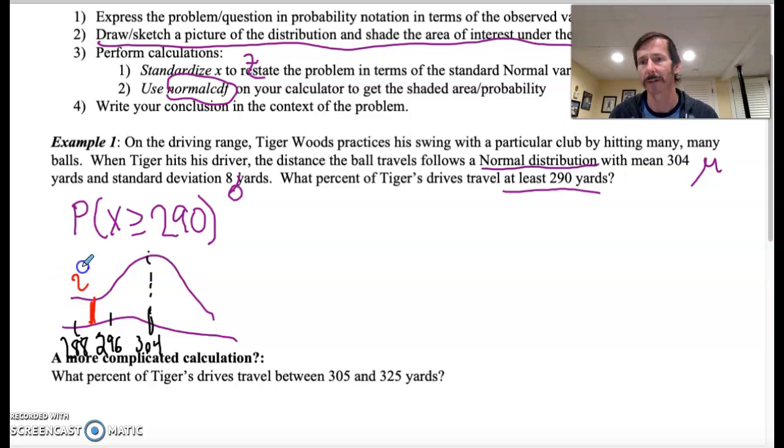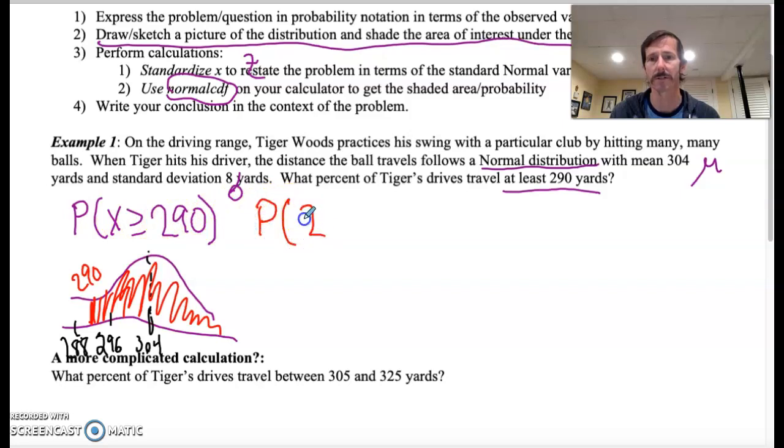That's my 290. And if I want to know the probability of him having a swing greater than 290, or what percent of his drives are greater than 290, those are the same question. I'm interested in all of this region over here. So by marking it and shading it, I can tell my answer should be quite a few. It should be pretty big. So what I'm going to do is convert this to a z-score, and I'm going to show you how to do this two ways.